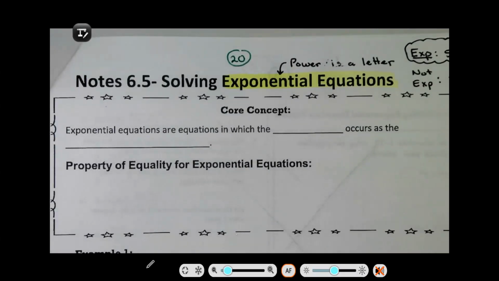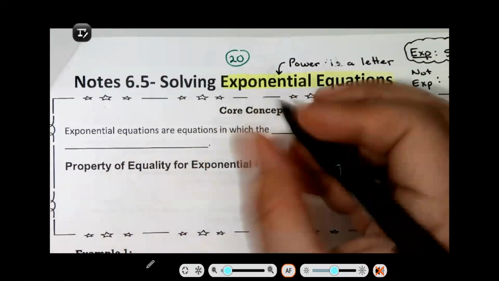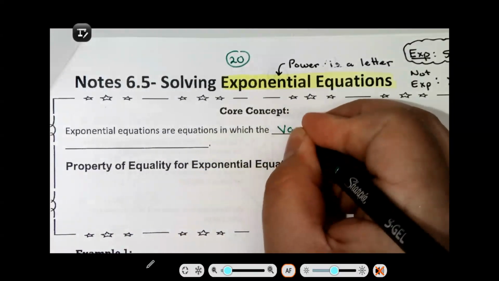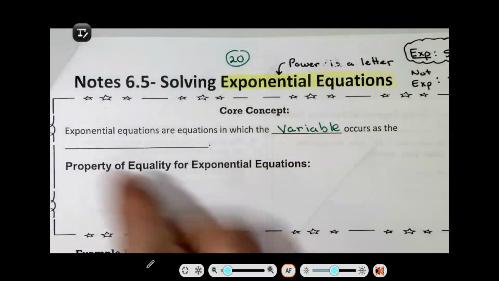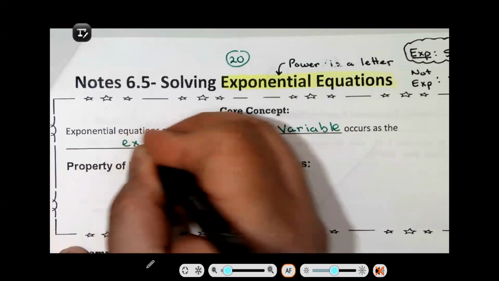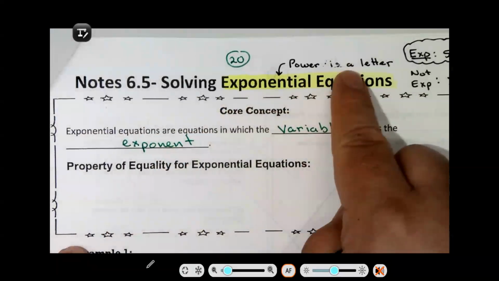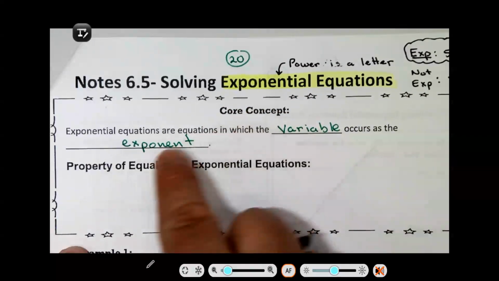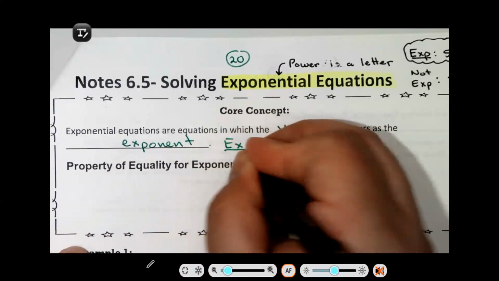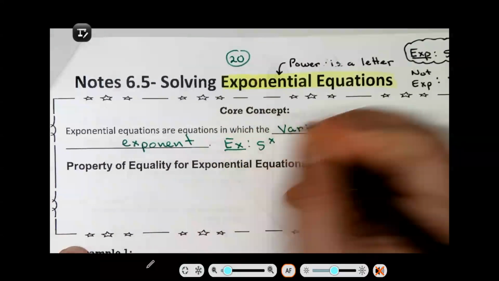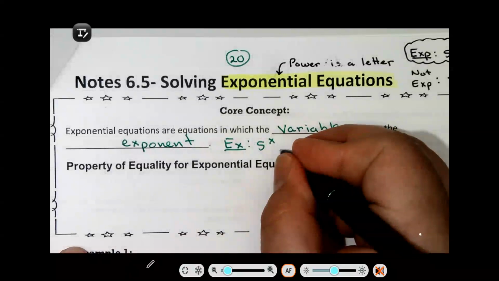But it says, exponential equations are equations in which the variable occurs as the exponent. So it's exactly what we just mentioned. We said the power is a letter. The variable is the exponent. And like I said, here's a couple examples. We already mentioned 5 to the x. The power is a variable. Then we're good. That's an exponential.